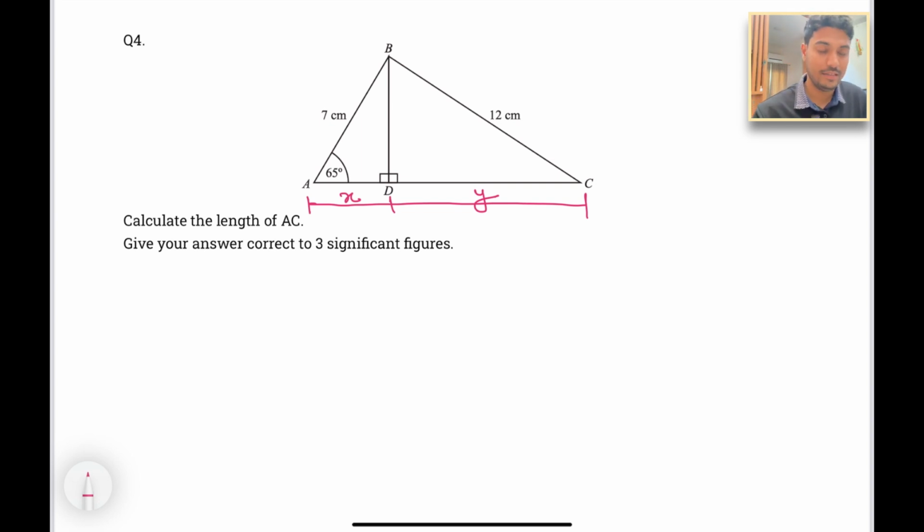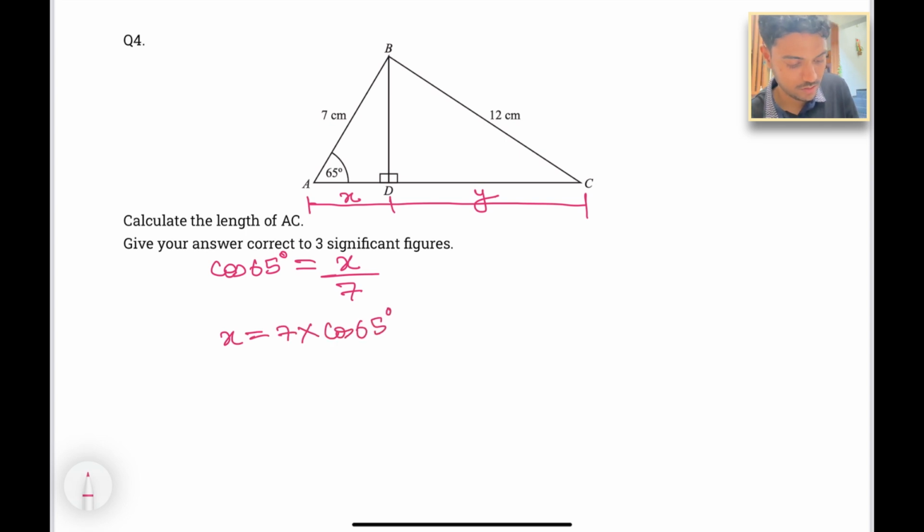So let's start with triangle ADC, because ADC is also a right angle triangle. And again, adjacent is unknown and hypotenuse is known. So we can simply write cos 65 degrees is equals to adjacent, which is X, divided by hypotenuse, which is 7. So X is equals to 7 multiplied by cos 65 degrees, which is 2.958. This is not the final answer. We have to write the final answer correct up to 3 significant figures.